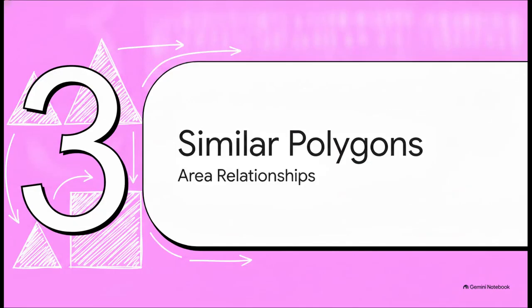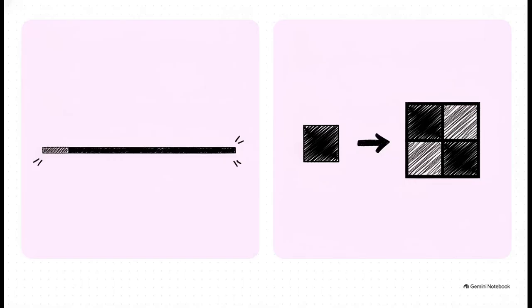Section 3, Area of Similar Polygons. Let's transition over to our second objective, exploring the fascinating stuff that happens when two shapes share the exact same proportions, but they exist at completely different sizes. And this brilliantly illustrates the core rule we need to remember. Polygons are similar when their corresponding angles are equal and their corresponding sides are in the same proportion. That proportion? That's what we call the scale factor.